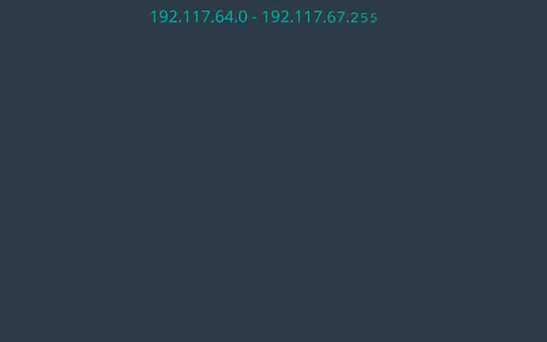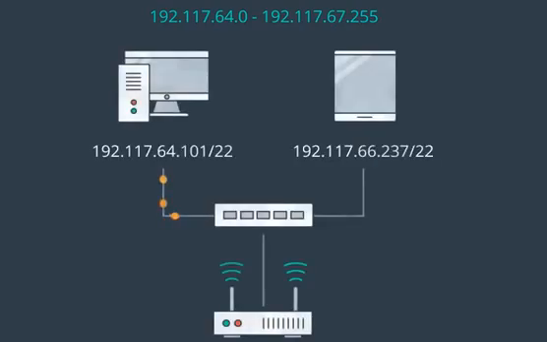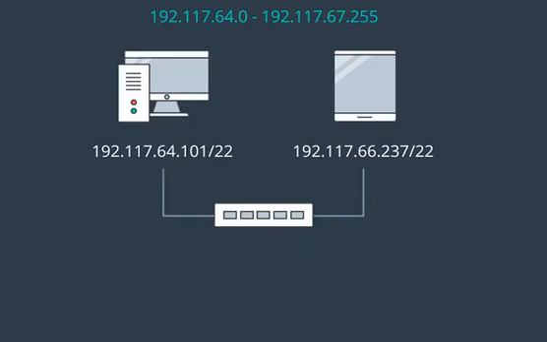So, any address between 192.117.64.0 and 192.117.67.255 belongs to this net block. Going back to our example, is the tablet on the right on the same network as the computer on the left? Seems like it is. No need to use a router, since routers are used for devices on different networks.